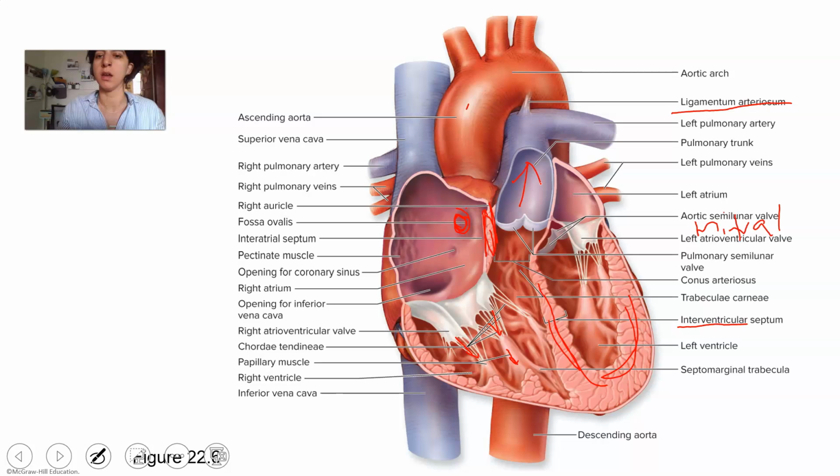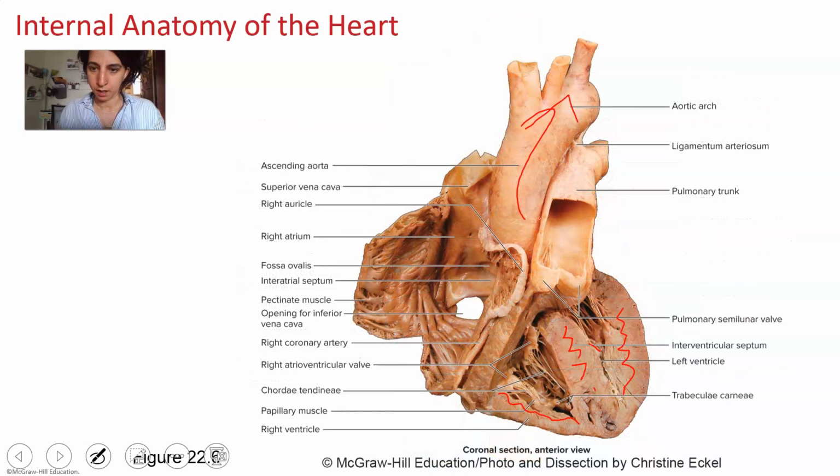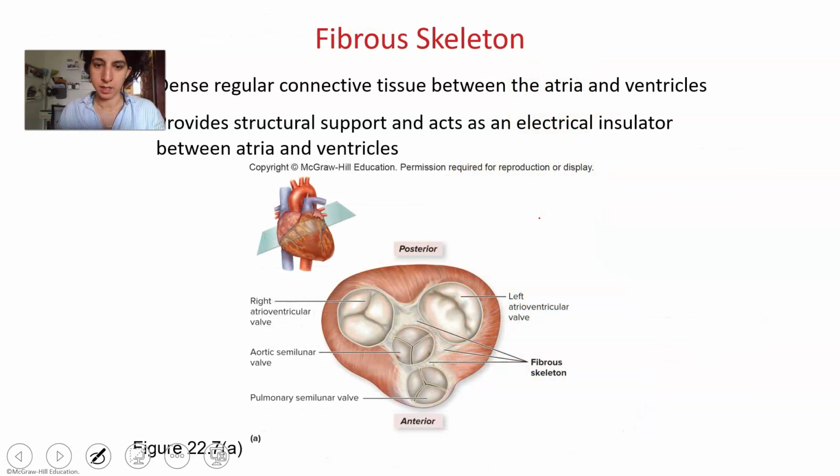So in the pulmonary trunk, you have the pulmonary semilunar valve, and it's not shown here, but we will see it in a later figure. Here is your specimen. In the aorta, you have the aortic semilunar valve. So the pulmonary semilunar valve and aortic semilunar valve are valves at the base of those great vessels that, when you have contraction of the ventricles, prevent backflow.